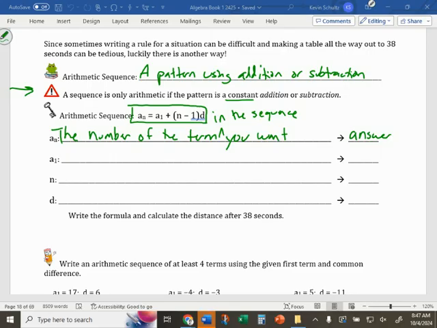A_1 represents the first term of the sequence. Okay? A_n is the number of the term that we want. That's the answer. A_1 is the first term. And what was the first term of the sequence? What was the distance after 1 second? Where did the pattern start at? 16. 16.